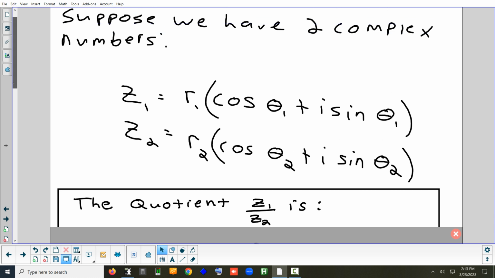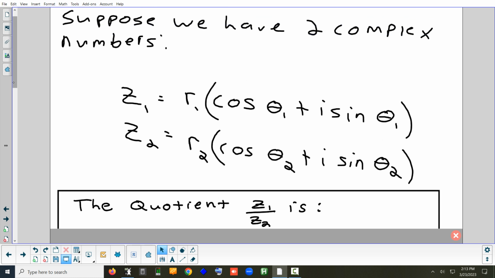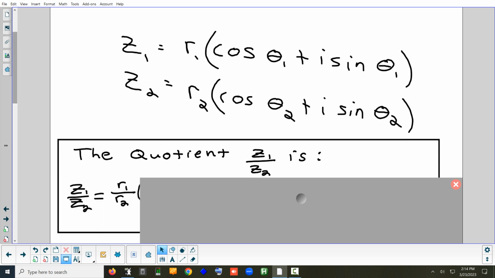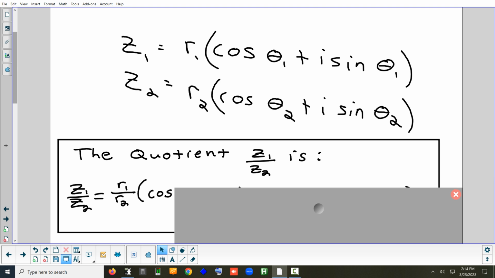Well, if you know what you do with R1 and R2 in the last formula, you're probably going to have an idea what you do with R1 and R2 in this one. What do you think you would do with R1 and R2? You would divide them. So it's going to be R1 divided by R2. And when you multiply, you add your angles together. How do you think you're going to get your angle when you divide? You're going to subtract.